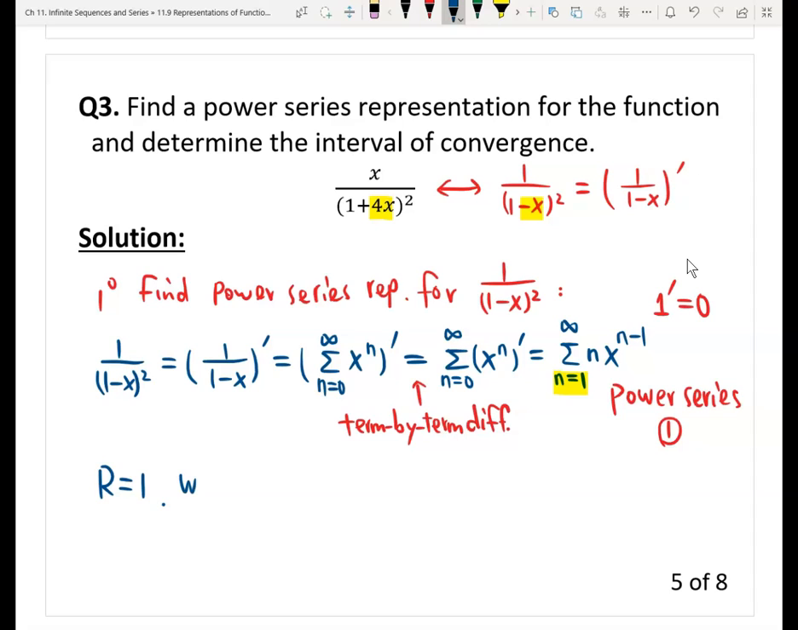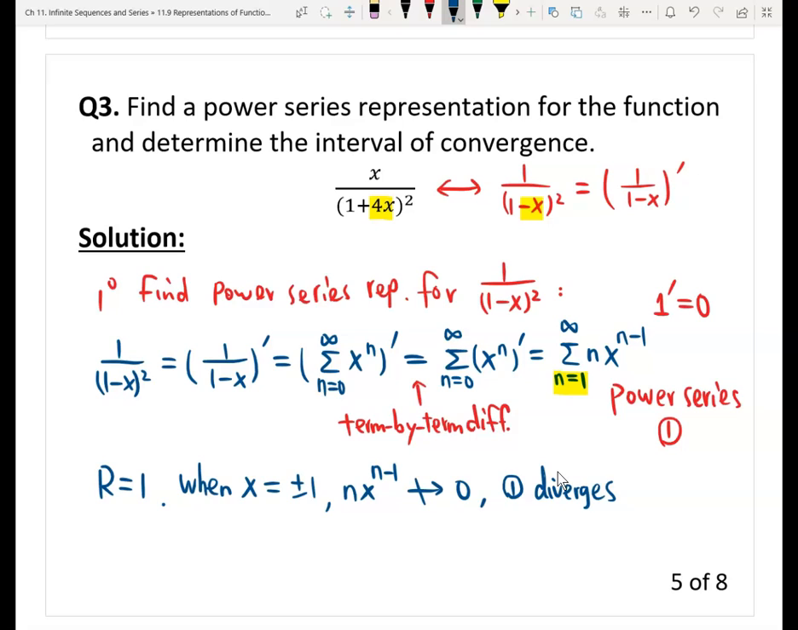Okay, let's look at the endpoints, which means when x equals positive 1 or negative 1. We have the general term this time. It is easy to see this does not approach 0. Why? If x equals 1, this diverges to infinity. If x equals negative 1, this oscillates, right? So the limit does not exist, therefore it does not approach 0. And so we know the first series diverges.